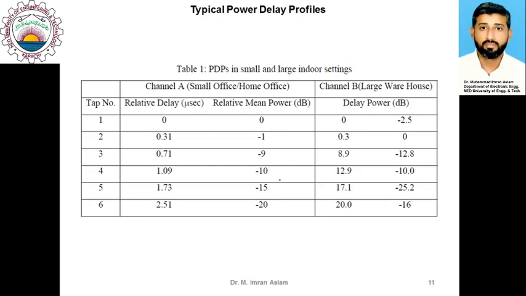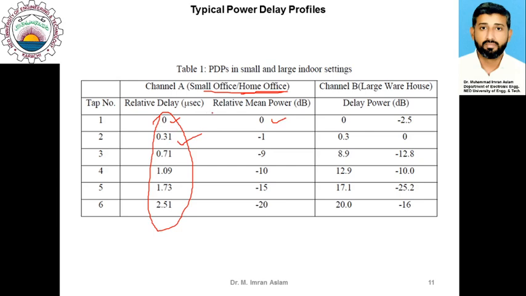This is a typical illustration of the mean power delay or delay spread associated with different types of environments. For example, we have a small office or home. If we calculate the power delay profile, we see that the signals arrive at different delays. Zero is just a starting value, so we do not have any component at tau equal to 0.